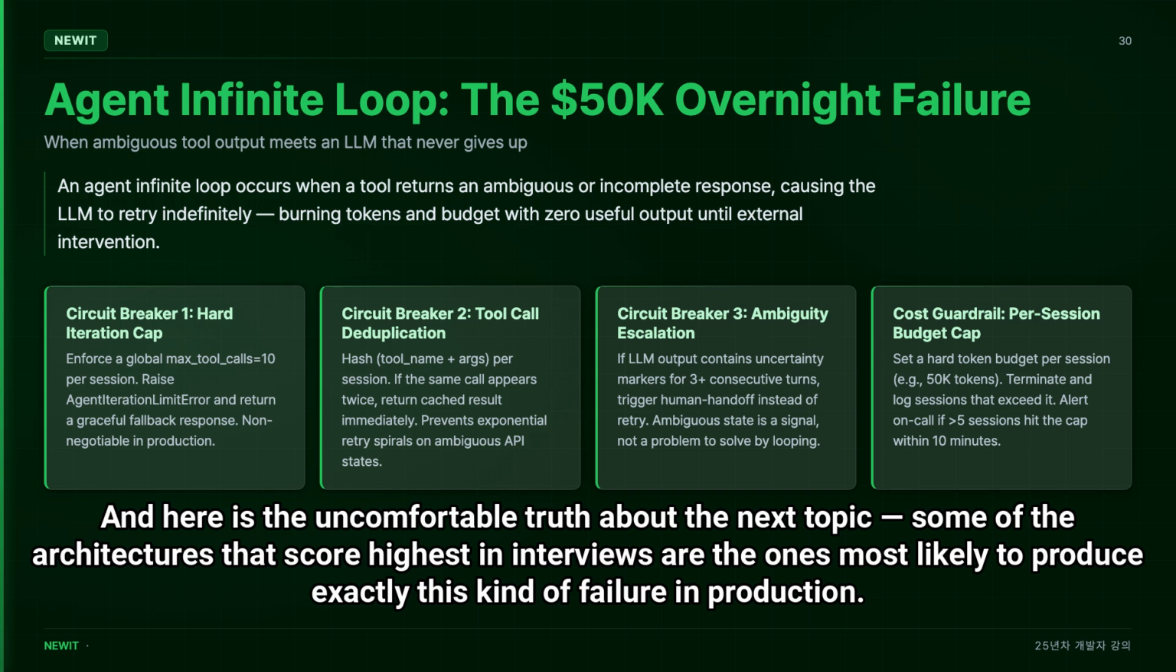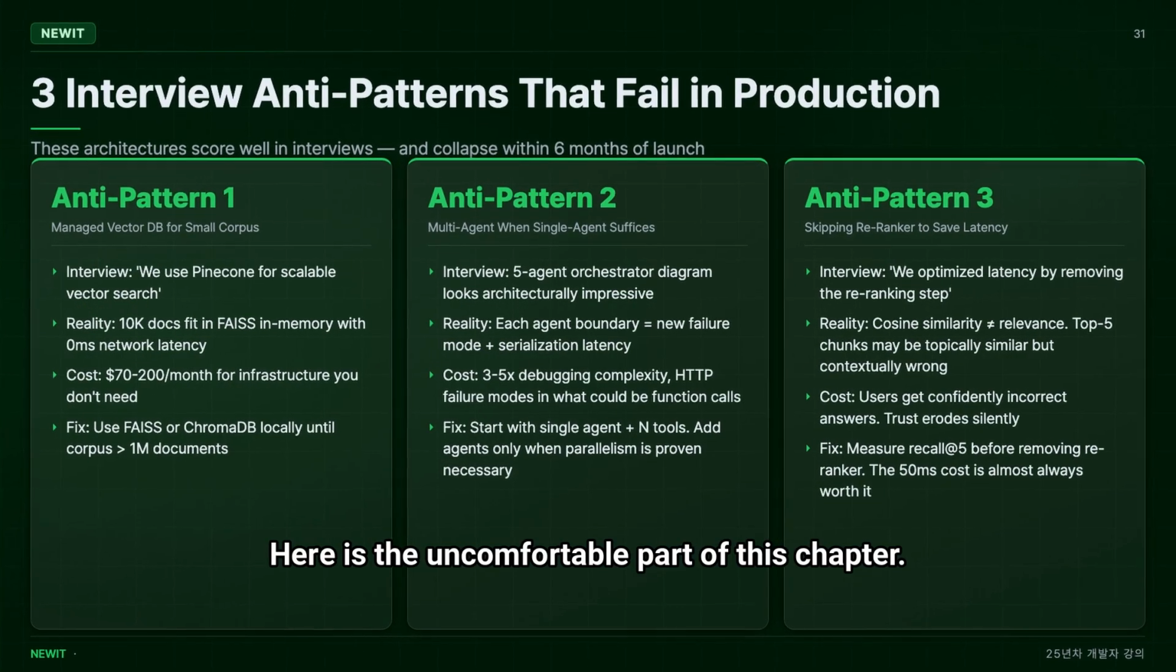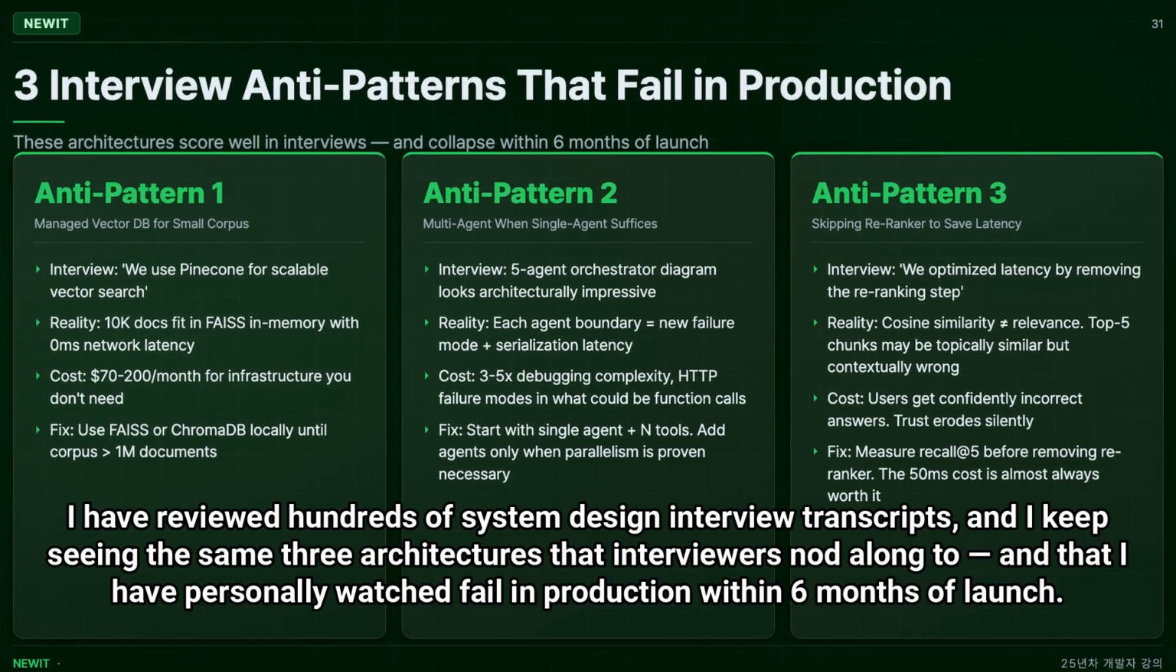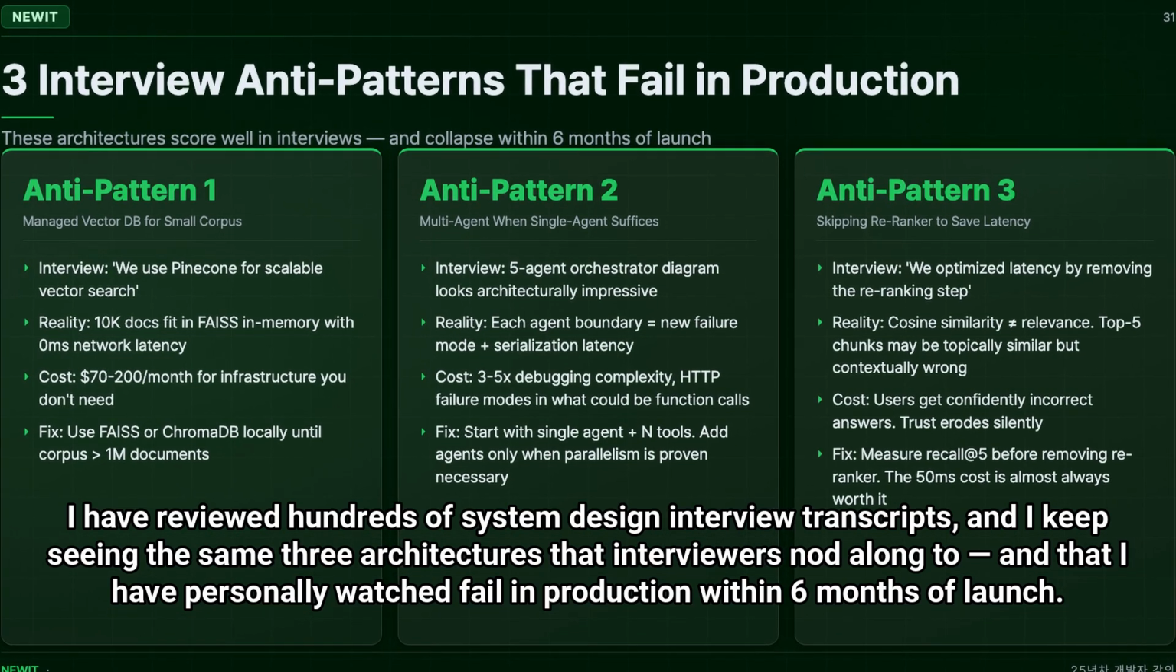And here is the uncomfortable truth about the next topic. Some of the architectures that score highest in interviews are the ones most likely to produce exactly this kind of failure in production. Here is the uncomfortable part of this chapter. I have reviewed hundreds of system design interview transcripts, and I keep seeing the same 3 architectures that interviewers nod along to, and that I have personally watched fail in production within 6 months of launch.